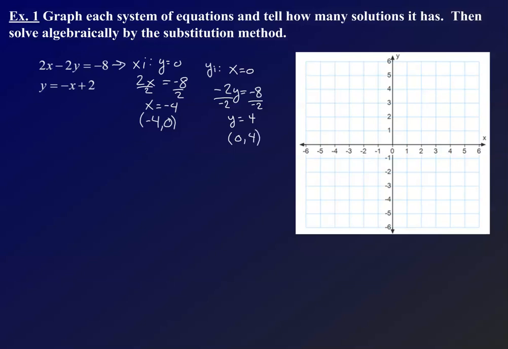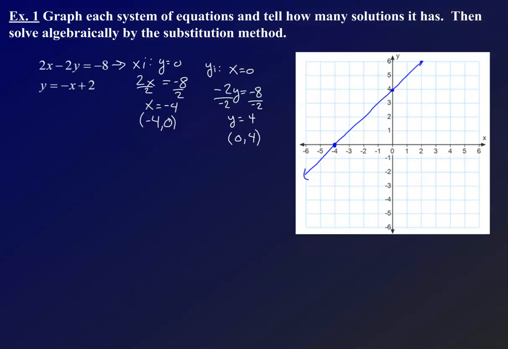We're going to plot each of these points. So I have a point at negative 4, 0. I have a point at 0, positive 4. And I want to make sure I use a straight edge and draw my line. Then I need to graph the second line.